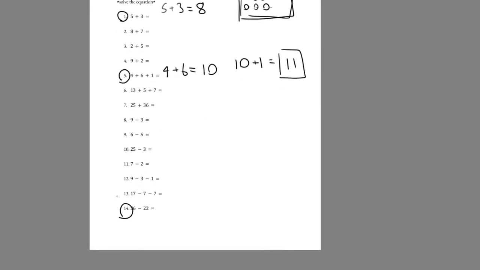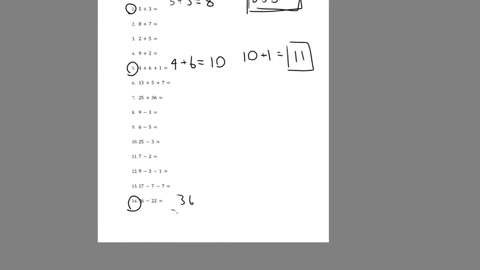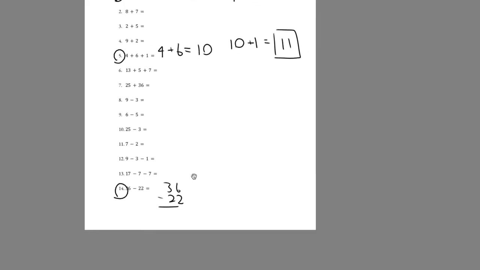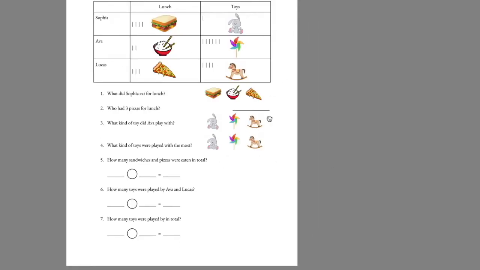Let's move on to question 14, 36 minus 22, and we can clearly see that we can just structure it this way, and by subtracting 2 from 3, we get 1, and subtracting 2 from 6, we get 4. So our answer is 14. Let's move on to page 2.